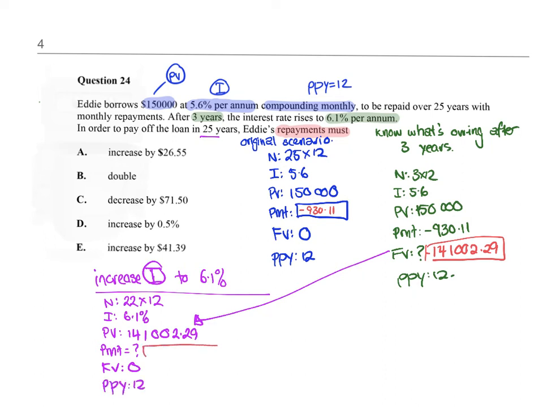So in the end, we get a payment, once it increases, his payment is now negative 971.50. So therefore, the change in payment: he's now at 971.50, but was originally only paying 930.11. So it increased by 41.39. So that's E.